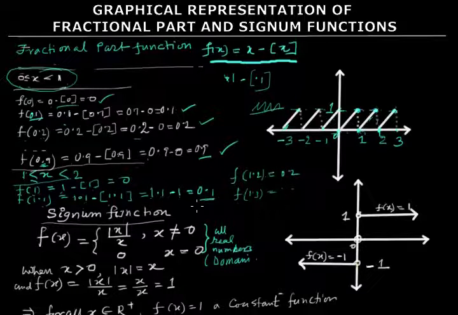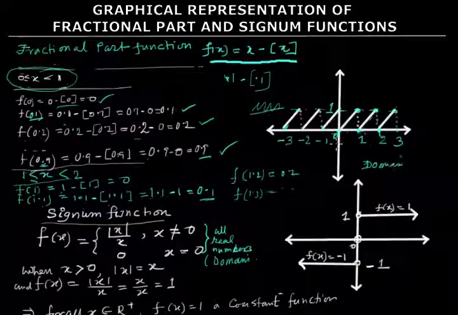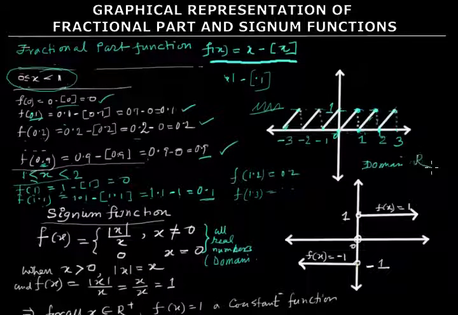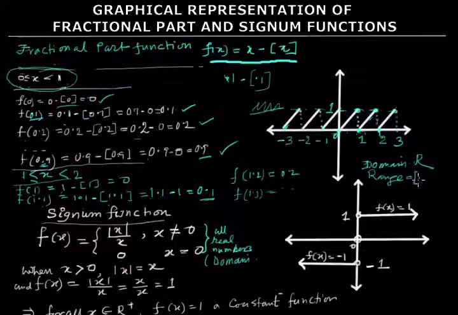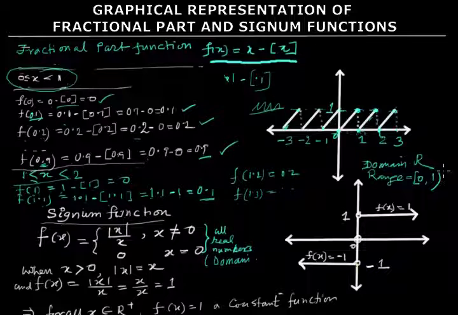So what is the domain of the function? The domain is all real numbers. And what is the range? The range is 0 to 1, but not including 1. So 0 to 1 not including 1, so we use a round bracket for this end.